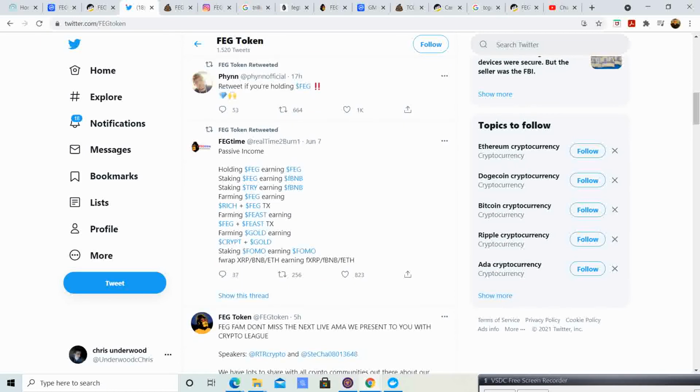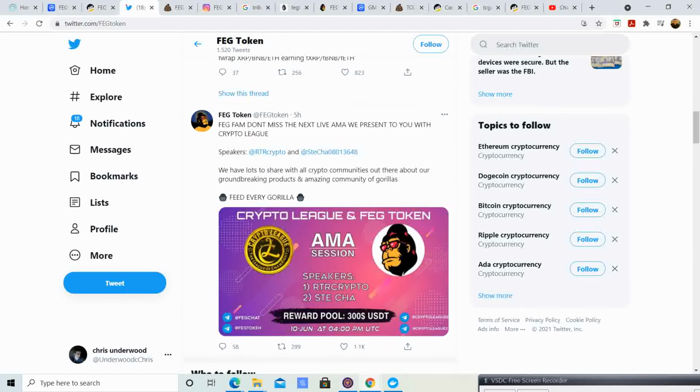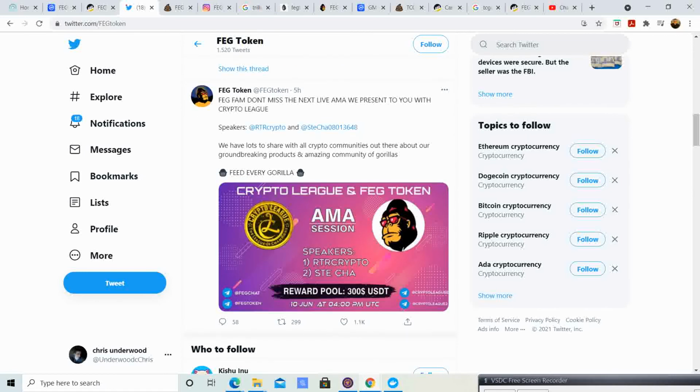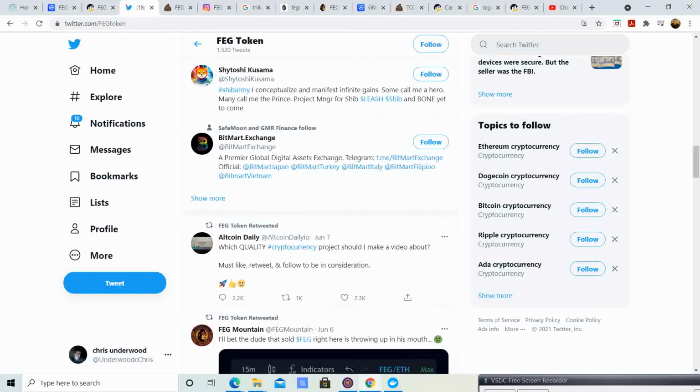So someone retweeted, if you want to get passive income: holding FEG, earning FEG; staking FEG, earning FEG BNB; staking TRY, earn FEG BNB; farming FEG, earning rich plus FEG TX; farming feast, earning FEG and feast TX; farming gold, earning crypto and gold; staking FOMO, earning FOMO, FRAP, XRP, BNB, Ethereum, earning FEG XRP, FEG BNB, and FEG Ethereum. So just a couple things that you guys can do to have a little bit of passive income. Don't forget, they do have an AMA coming up on June the 10th at 4 p.m. UTC time. So that is pretty sweet.